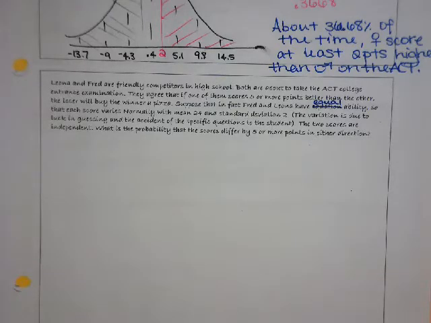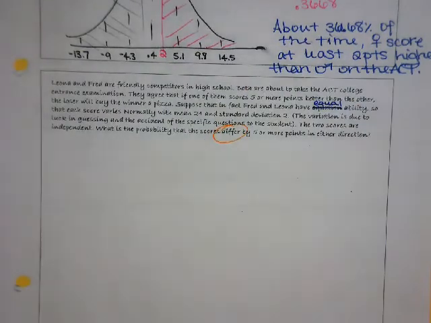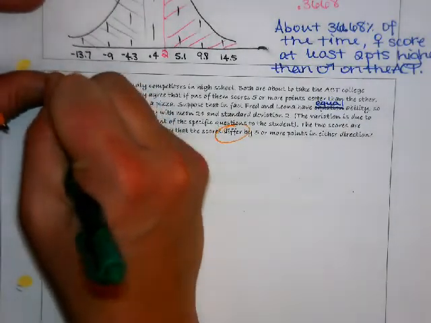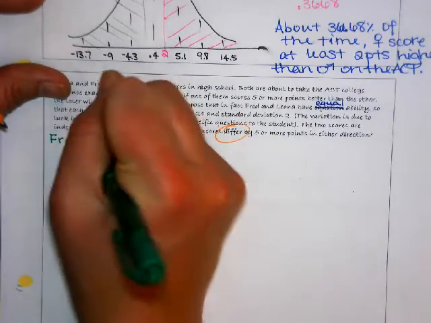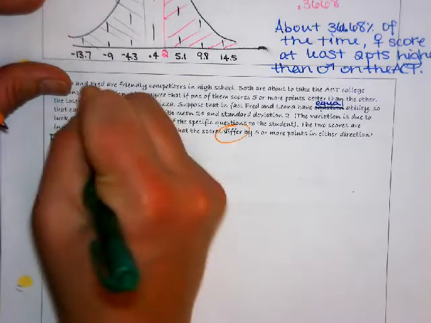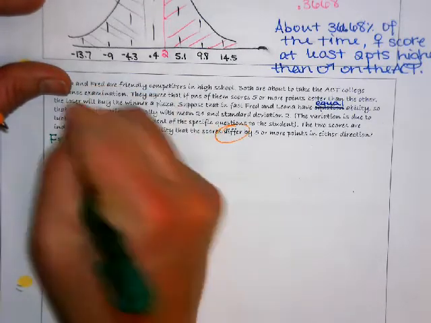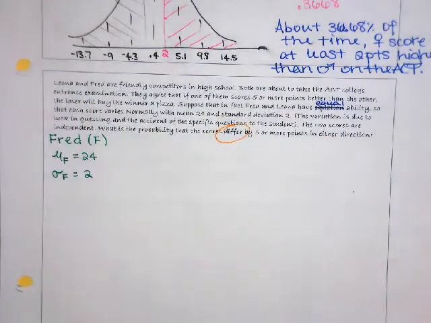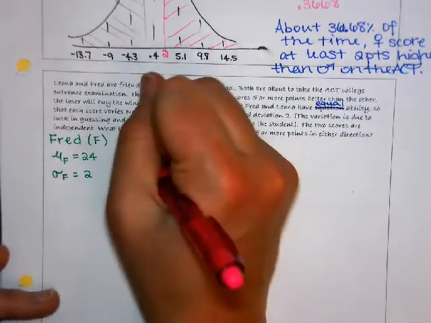I'm going to use F to mean Fred. And the mean for Fred is 24. The standard deviation for Fred is 2. And then I'm going to use L to mean Leona. The mean for Leona, also 24. Standard deviation is also 2.